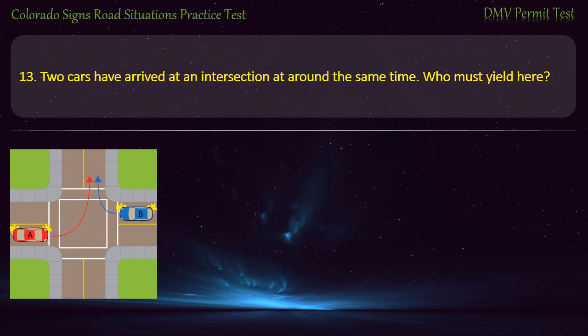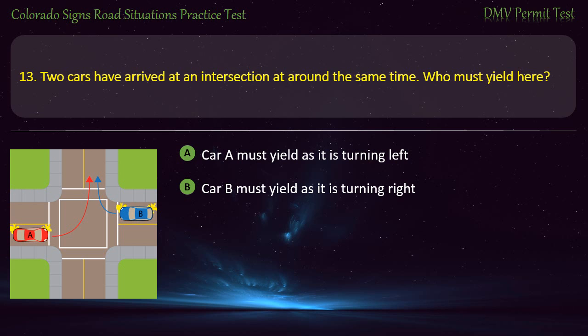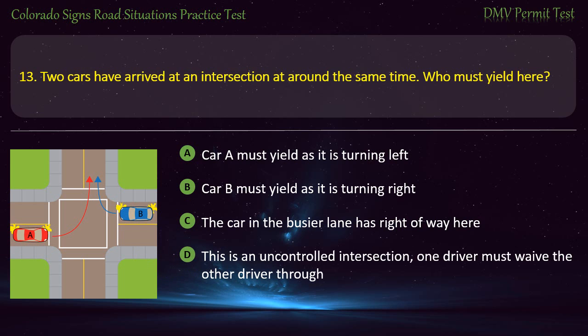Question 13. Two cars have arrived at an intersection at around the same time. Who must yield here? Car A must yield as it is turning left. Car B must yield as it is turning right. The car in the busier lane has right of way here. This is an uncontrolled intersection. One driver must wave the other driver through.